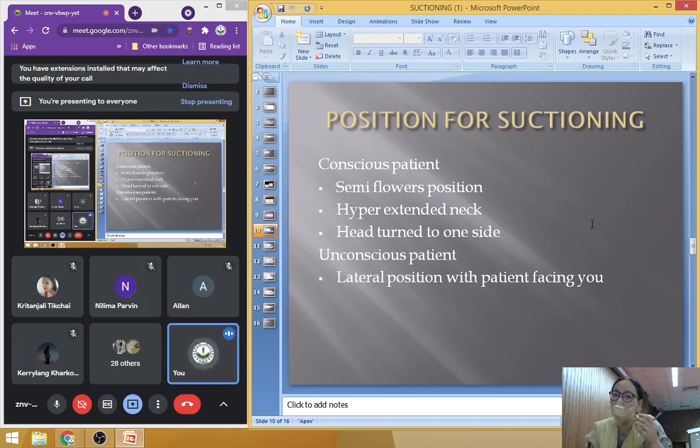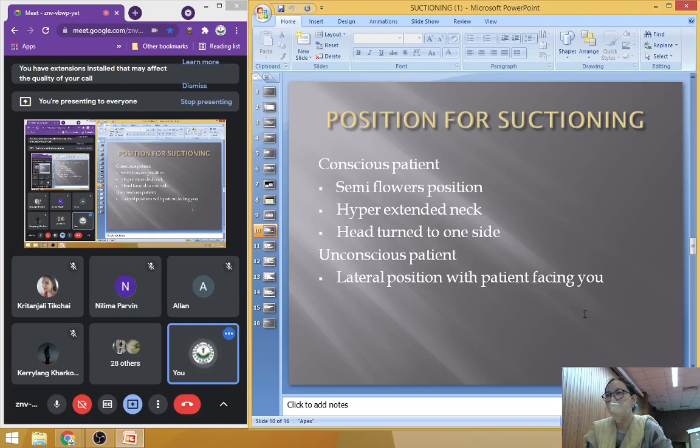Before they brought the suction machine, was it a wall mounted one, or a portable one which they roll and bring near the patient's side? Which machine did they use? Wall mounted. Okay. Then how did they do it? First, before doing the suctioning, whether the suction machine is working or not. Ma'am, the patient in the lateral position. Yes, in the lateral position because the patient was unconscious.